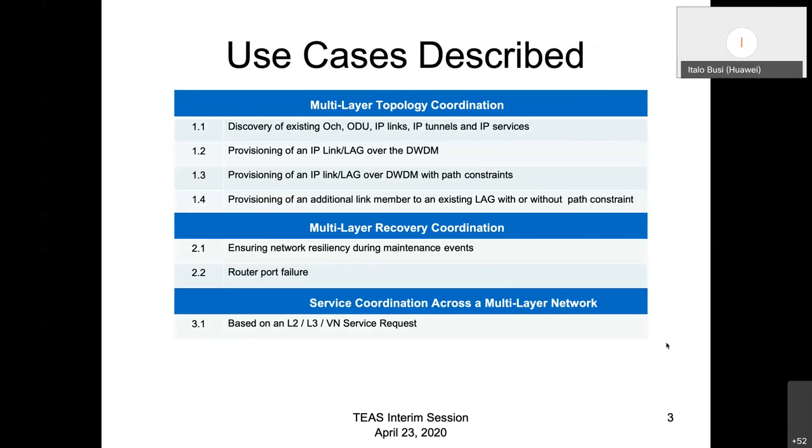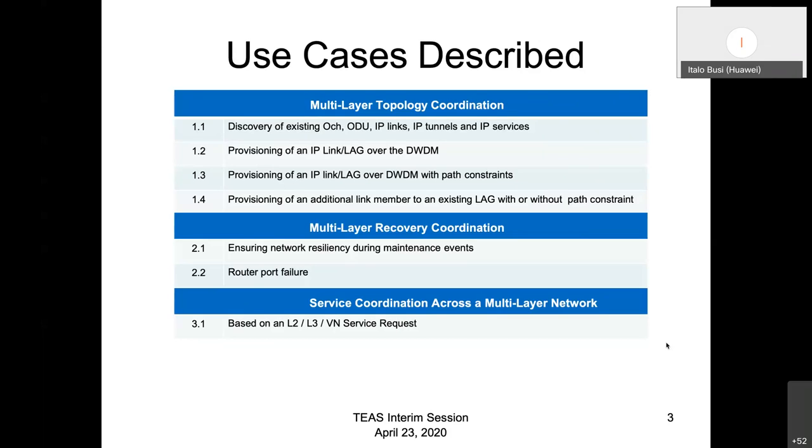The use cases that we are currently describing are divided into three categories. One is about multi-layer topology coordination, so discovery of the topology and the tunnels and services in the optical and IP layer, and provisioning of links or parallel links like LAG over the optical layer with or without path constraints, and adding or removing members from logical links, parallel links. And then we have another set of use cases about multi-layer coordination. So once you have a failure, the protection can happen in different layers. So we check the main scenario that requires coordination is how to ensure resiliency when you have maintenance events. So you want to do maintenance in one layer, what action should the other layer do? Or when you have a router port failure, which cannot be protected only by the WDM. So in this case, you have to have the two layers coordinate together to recover the traffic.